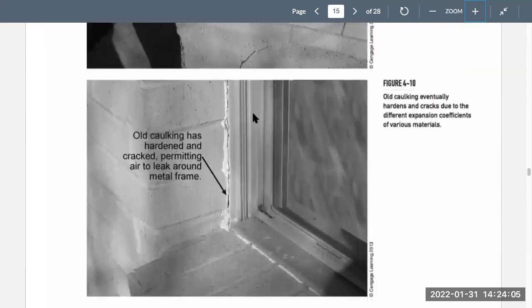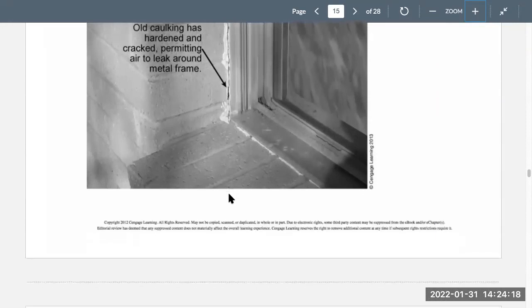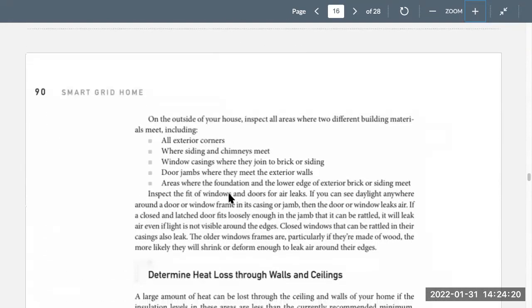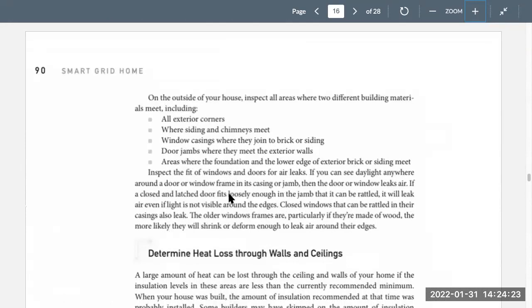There you can see on the outside of the windows, you can see where the caulking has cracked. So we look a lot at the inside of the stuff, but don't forget about the outside. So all exterior corners where siding and chimneys meet, window casings where they join to brick or siding, door jambs where they meet the exterior walls, areas of the foundation, lower areas. We saw some of that stuff in the basement when we were watching that video.